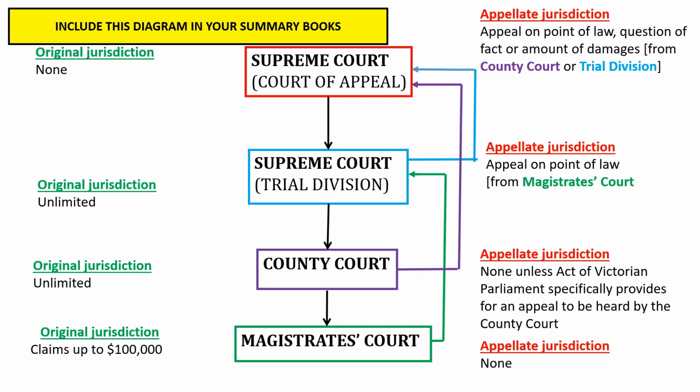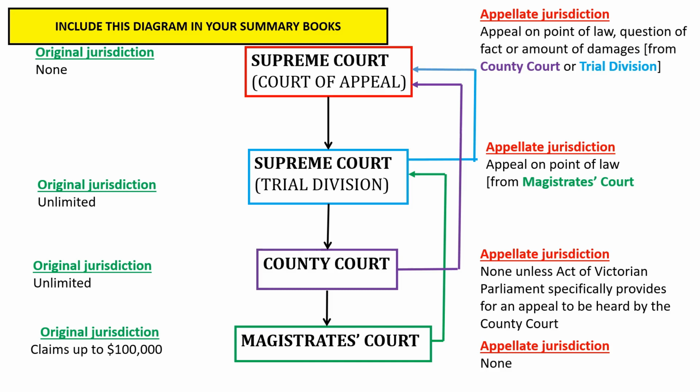To be able to bring an appeal to the Court of Appeal, that appeal has to be on a point of law, that is, that the county court or the trial division has made an error of law or has misapplied the law, or it has to be an appeal on a question of fact, that is, that the county court or the trial division has misinterpreted or perhaps overlooked significant facts, or that appeal has to be about the amount of damages that have been awarded in the county court or the trial division.